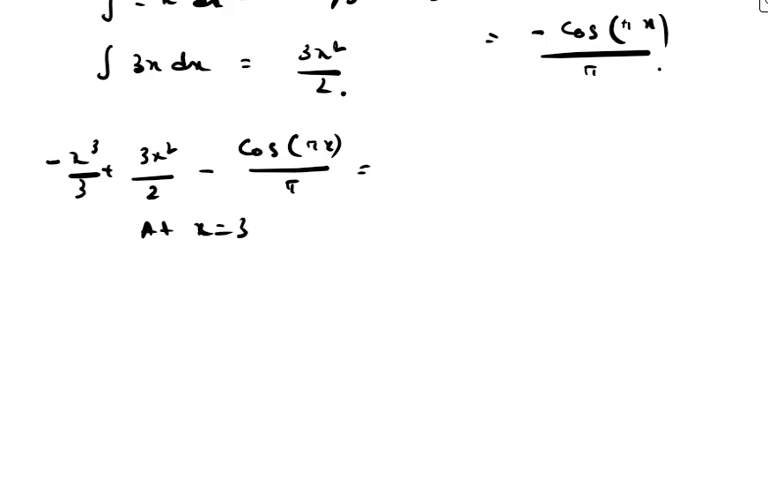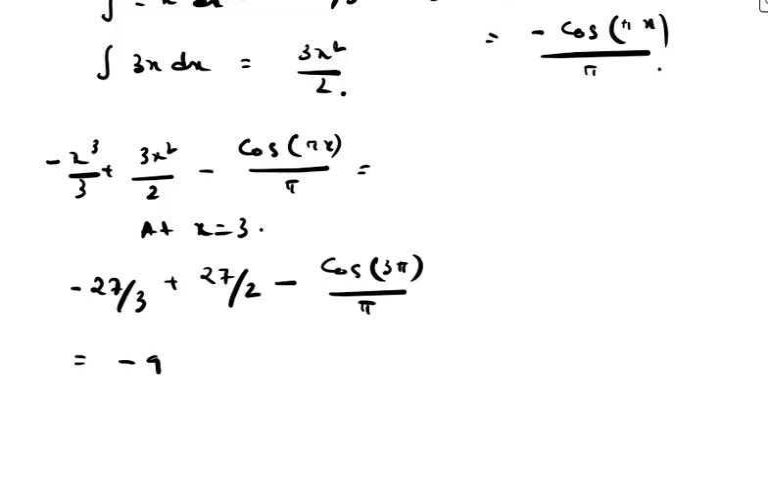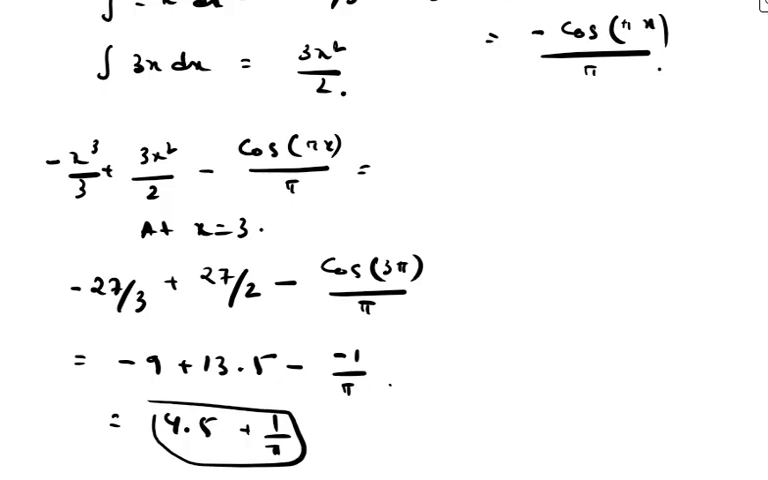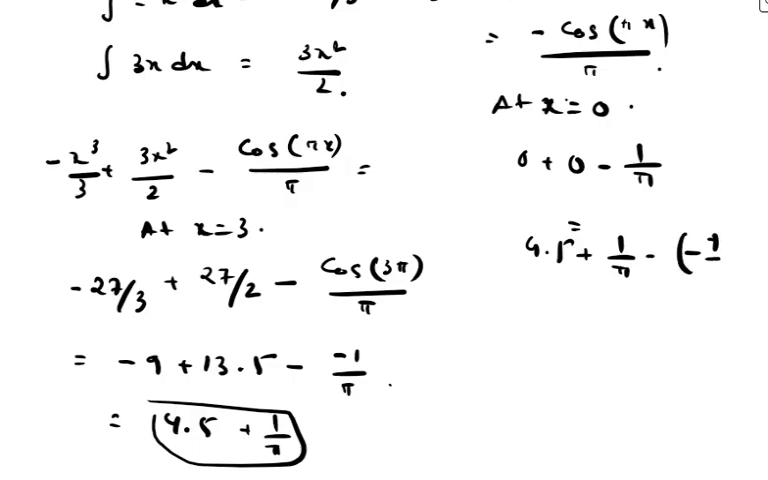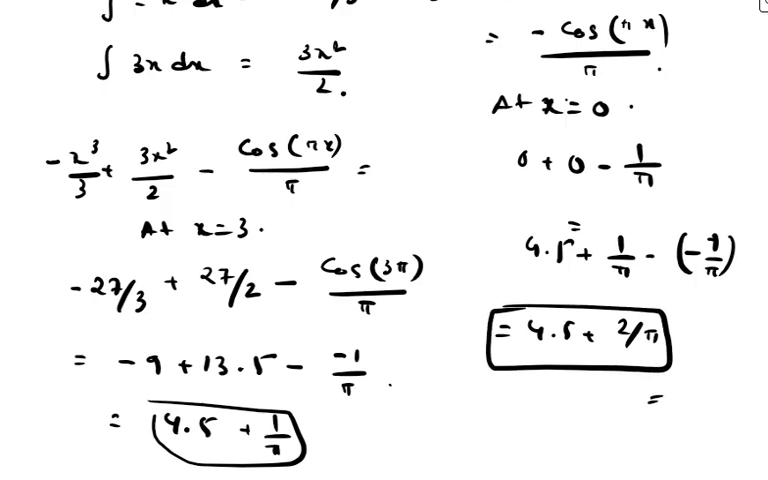At x = 3 we get −27/3 + 27/2 − cos(3π)/π. So this is equal to −9 + 13.5 − (−1)/π. So that is 4.5 + 1/π. Okay, now at x = 0 we get what? 0 + 0 − 1/π. Now subtract: 4.5 + 1/π − (−1/π), that is 4.5 + 2/π. So the final answer for part A will be 4.5 + 2/π, that is approximately 5.14.